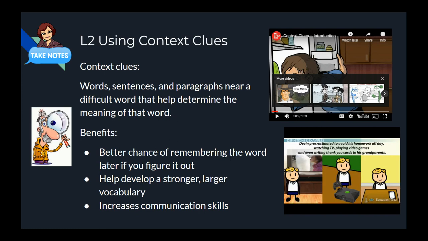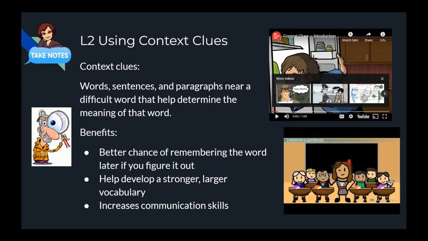Devin procrastinated to avoid his homework all day, watching TV, playing video games, and even writing thank you cards to his grandparents. What does procrastinate mean? This time it's not defined elsewhere in the sentence, but we do have examples of what it means. We know that watching TV, playing video games, and writing thank you cards are all forms of procrastination. If Devin should be doing his homework, but he's doing these other things instead, then procrastination must mean delaying or putting off.